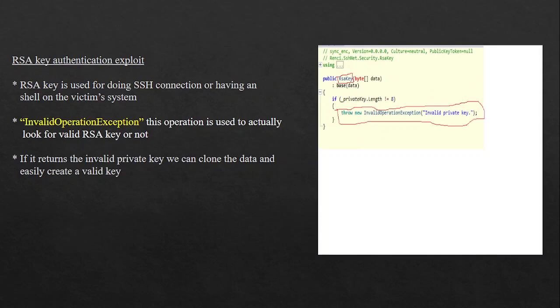This is an RSA key authentication exploit. The key authentication exploit here is the invalid operation exception. It is not actually an invalid private key, but it shows invalid private key because the attacker is trying to perform SSH and is getting access. So your key will no longer be valid; its key is going to be valid because it is going to create its own key and authenticate the system by itself. If you reboot the system, there could be a key, and then the attacker gets the key function.